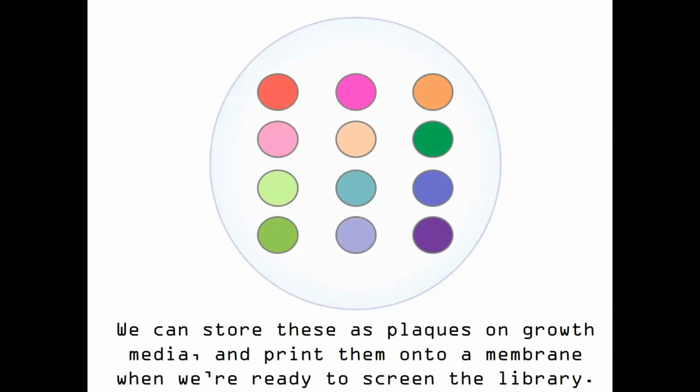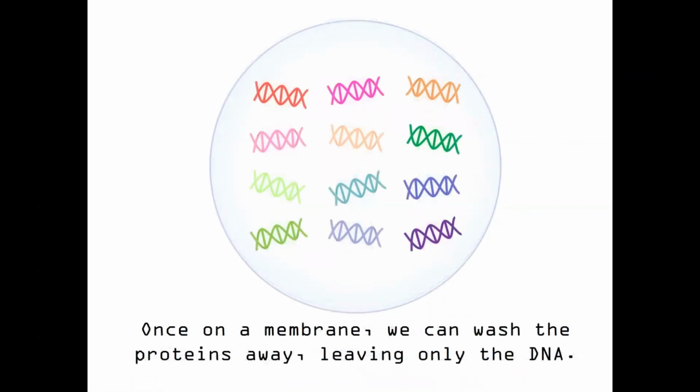So once this is on a membrane and we're ready to screen the library, we can wash these proteins away, leaving their DNA, and then we can start to detect it. In our protein example, what we used was antibodies. In this case, what we're going to be doing instead is using complementary DNA sequences called probes.